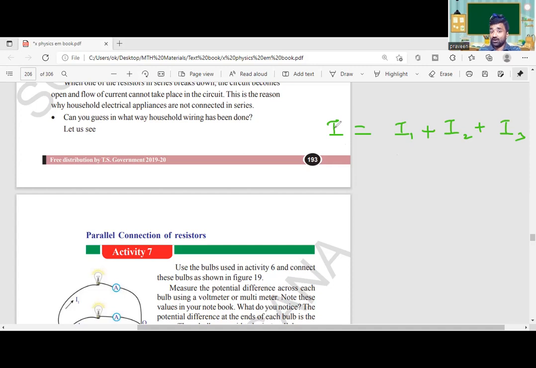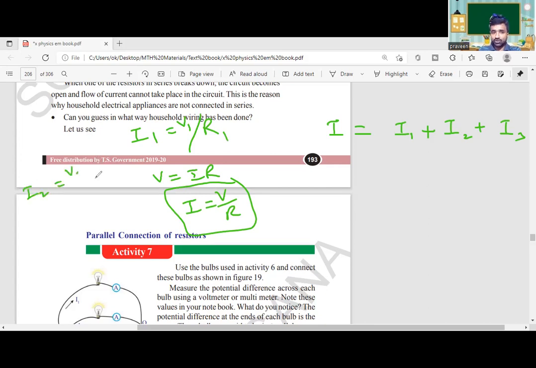Then converting this current in terms of resistance, using Ohm's law. V equal to IR. From this, I is equal to V by R. So this is the relation. I1 equal to V1 by R1, I2 is equal to V2 by R2, I3 is equal to V3 by R3.